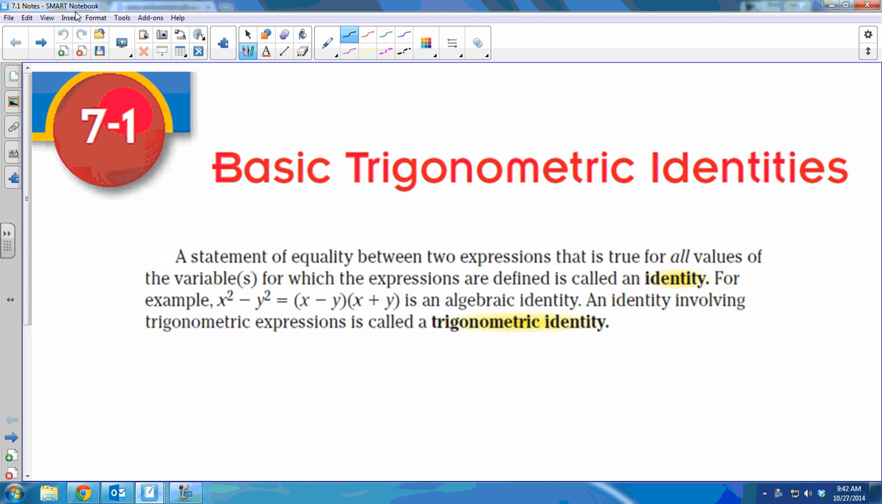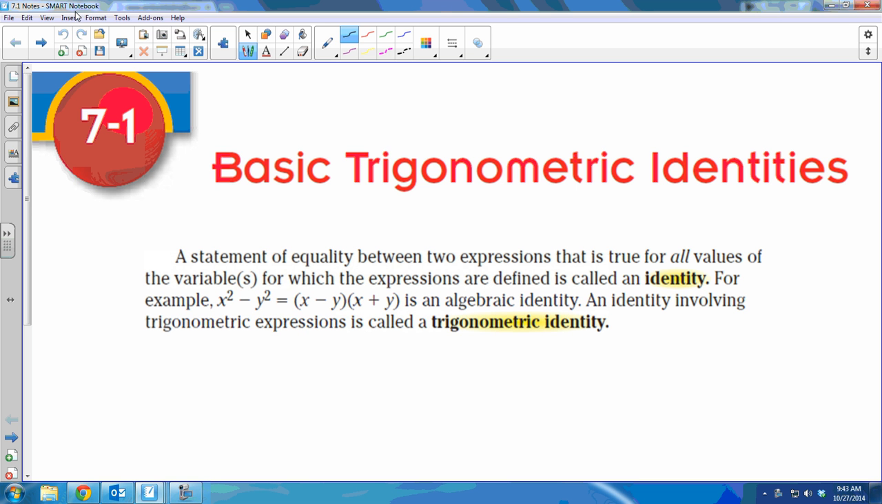All right, in this unit, you're going to hear the term identity being used quite often, so you need to know what that is. An identity is just a statement of equality that's true for all values of the variables. For the easiest example ever, x equals x is an identity. You put something in for x, and it equals itself.